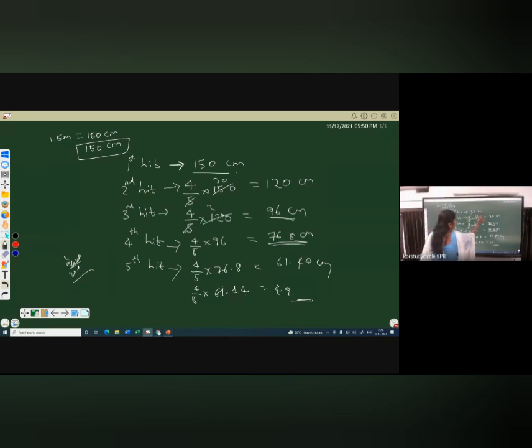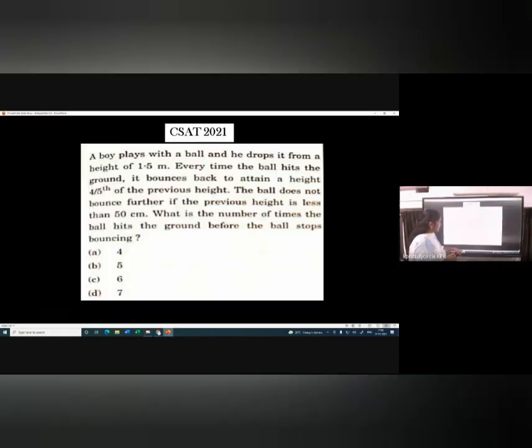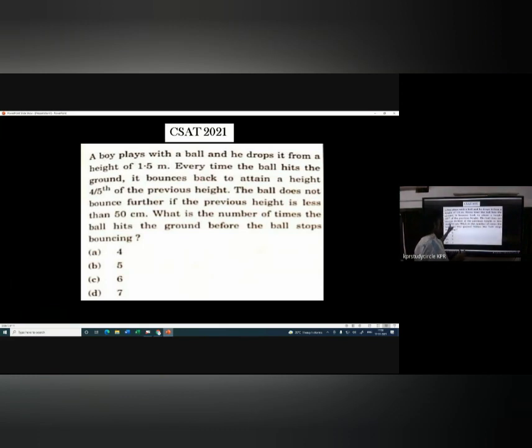So this is the first hit. This is less than 50 centimeter, and from here the ball does not bounce again, right? So bouncing stops here. So first hit, second hit, third hit, fourth hit, fifth hit, and the answer is, just look at the question. The ball does not bounce further if the previous height is less than 50 centimeter, right?